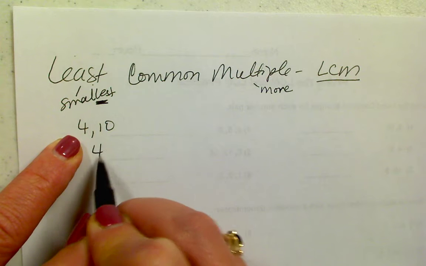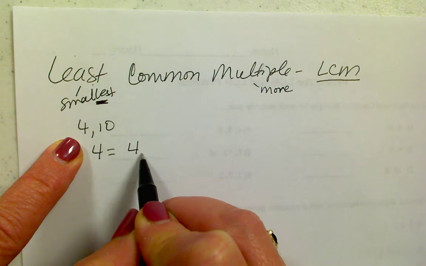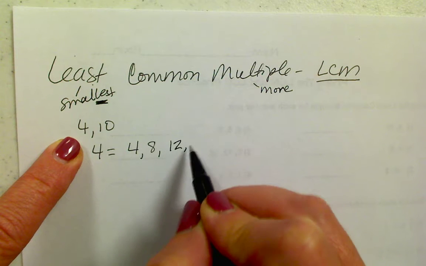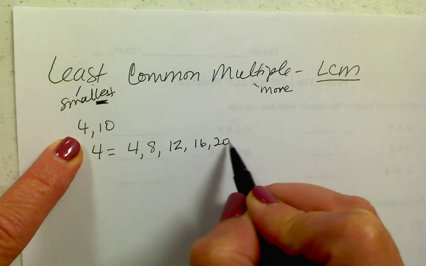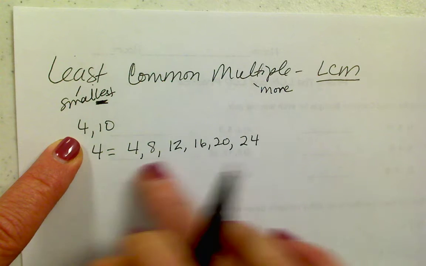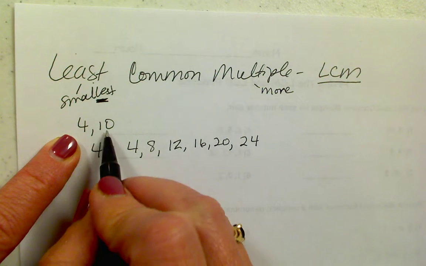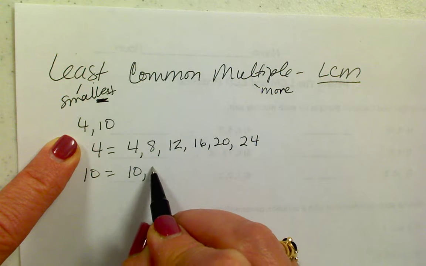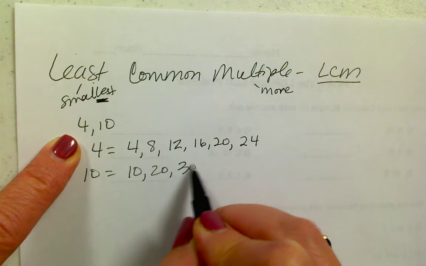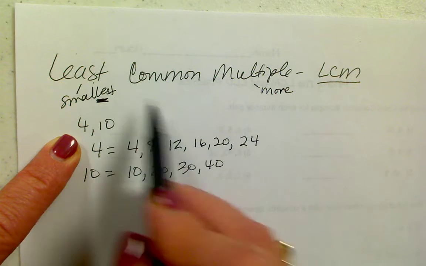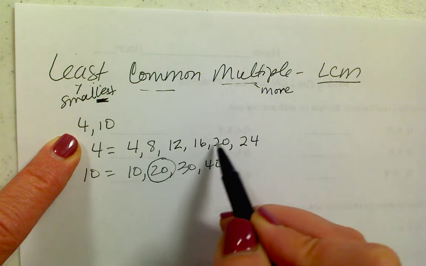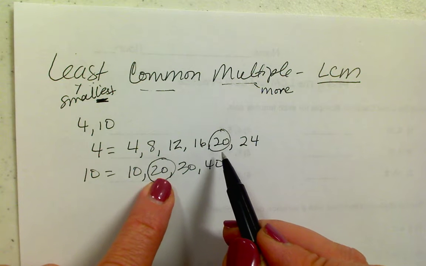So think of multiples of 4. Multiples of 4 are 4 times 1, 4 times 2, 4 times 3, 4 times 4, 4 times 5, 4 times 6. Now you don't have to list them all, but then multiples of 10. Multiples of 10 are 10 times 1 is 10, 10 times 2 is 20, 10 times 3 is 30, 10 times 4 is 40. The least common multiple. So you look, what is the lowest number they both go into?